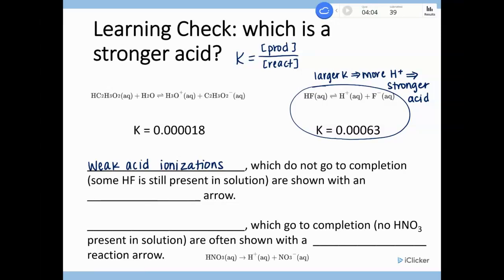So these are weak acids, or we can say these equations are weak acid ionizations. Both of the equations here are weak acids. They don't go to completion, meaning not all of the starting material is dissociated into ions. And so these are always shown with an equilibrium arrow, which is a single arrowhead going to the right and a single arrowhead pointing to the left.